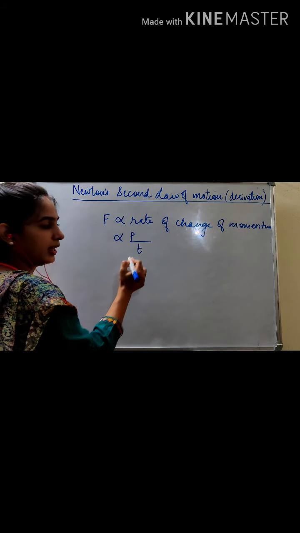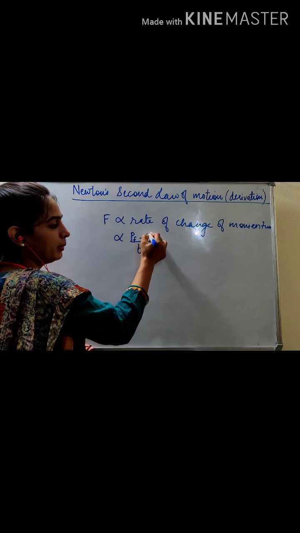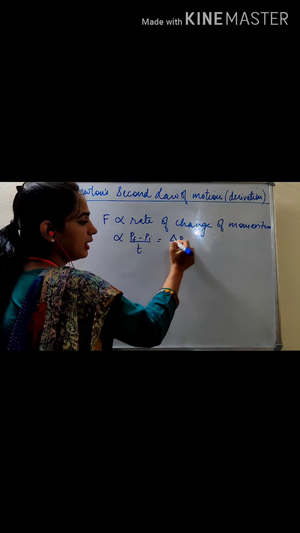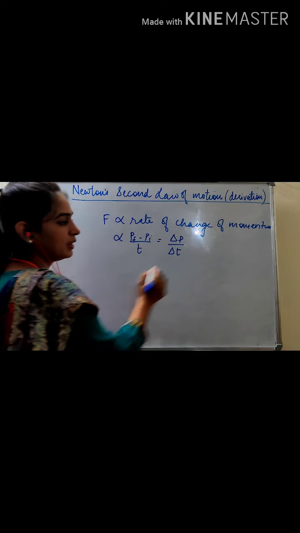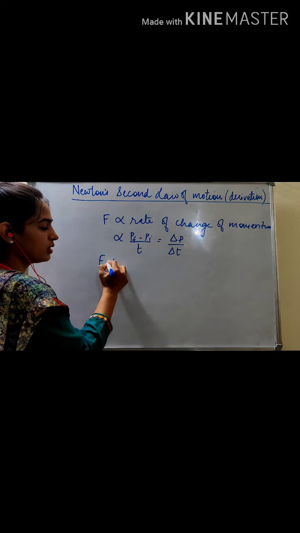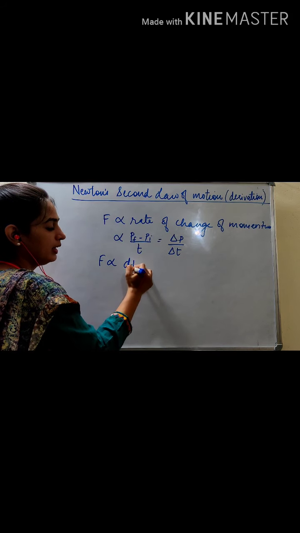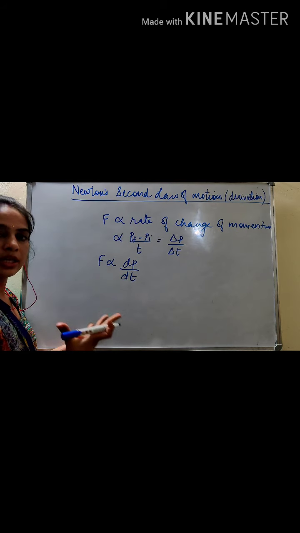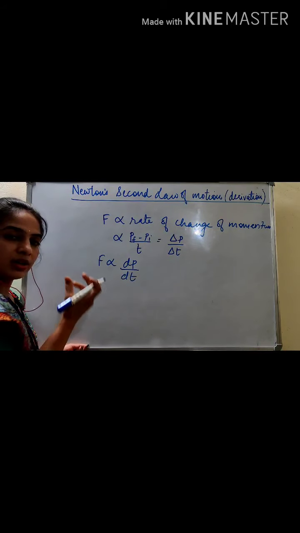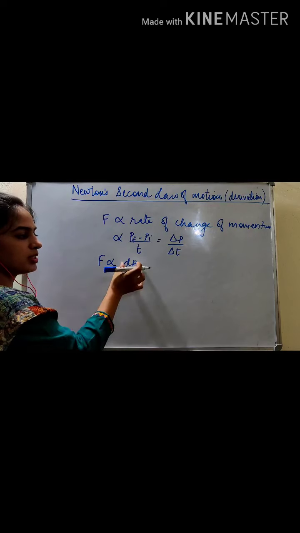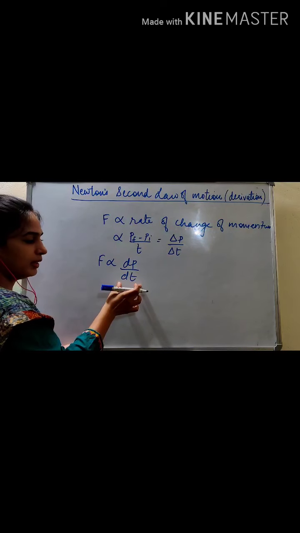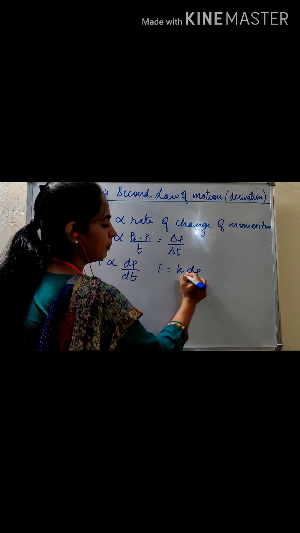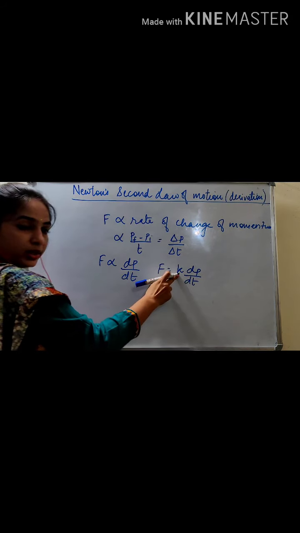Momentum is denoted by letter P. So final momentum minus initial momentum will be called change in momentum. This can also be written as delta P by delta T. So we can write force is directly proportional to dP by dt. Delta we use for a big change and d we take for a small change. So force is directly proportional to dP by dt, or we can write force is equal to k times dP by dt. What is k over here?